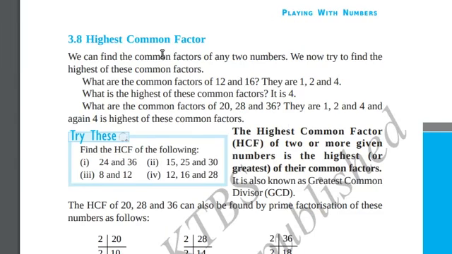Highest common factor. The highest common factor, HCF, of two or more given numbers is the highest, or we can call it the greatest, of their common factors. We need to find the greatest common factor between numbers.